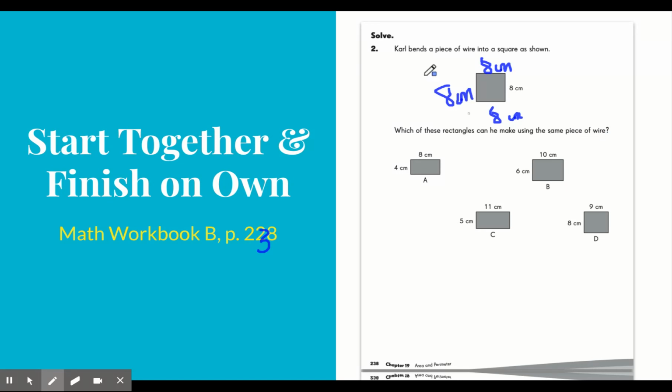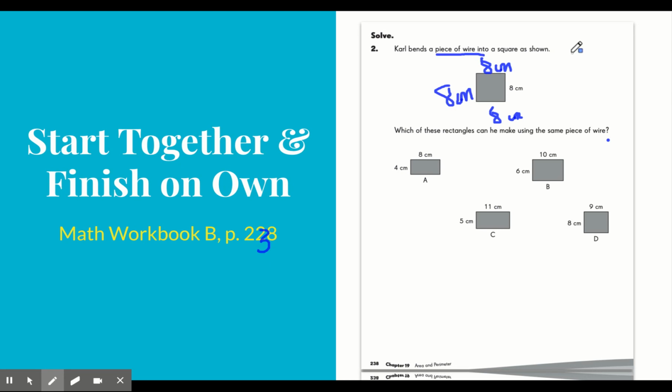Okay, so with any kind of word problems or story problems, it's always helpful to read it twice. Carl bends a piece of wire into a square shown. Which of these rectangles, we must be talking about these, can he make using the same piece of wire? So the question I should be asking myself is, am I calculating for perimeter or area.